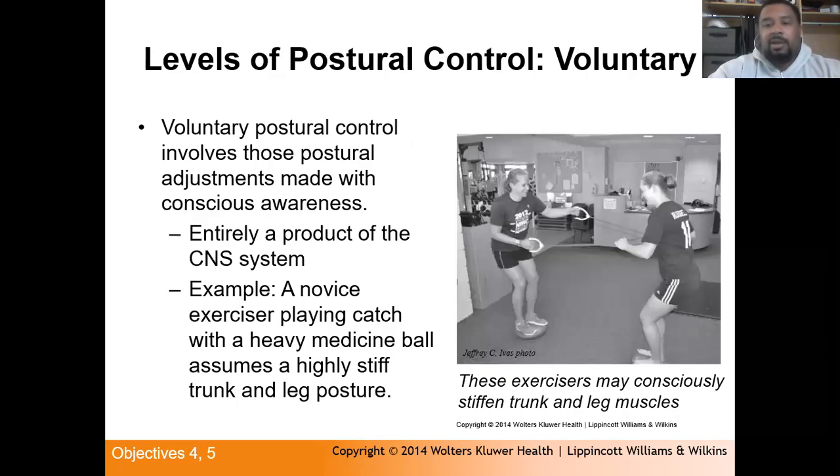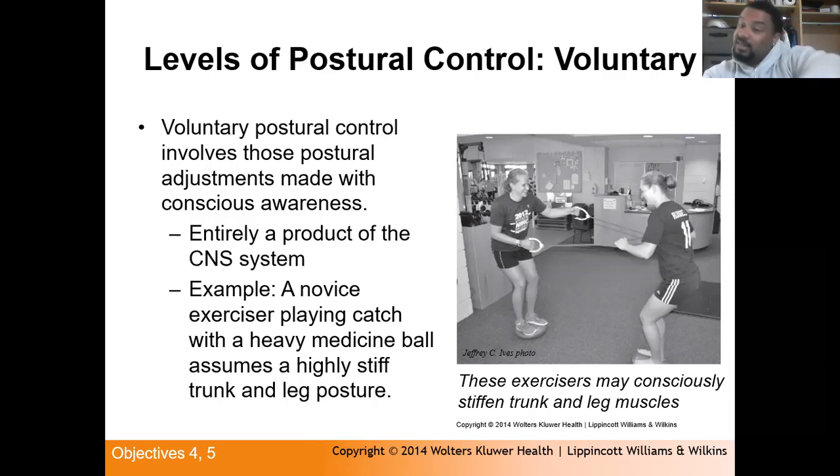So voluntary postural control involves postural adjustments made by conscious awareness. Just like it says, it is you telling yourself something needs to change so you can complete a task. Like the example here, the woman is working out, and she understands the workout is hard, and she knows what her body needs to do to complete the task at hand.